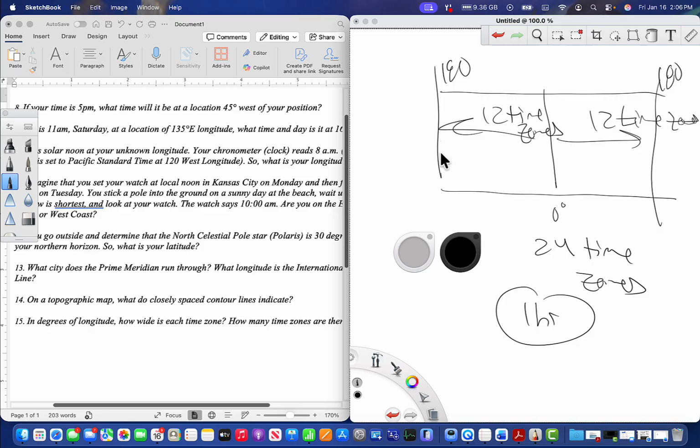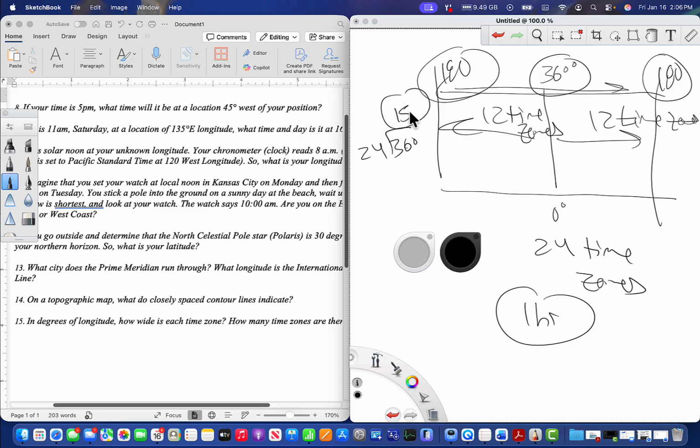We live on a sphere. A sphere is 360 degrees. 180 plus 180 is 360. So this whole thing is 360 degrees. There's 24 hours in a day. So 24 into 360 equals 15, which is why 15 degrees of longitude equals 1 hour of time. So again, 24 time zones, each one is 1 hour, each one is 15 degrees longitude wide. That's it. Okay, so those are questions 8 through 15.